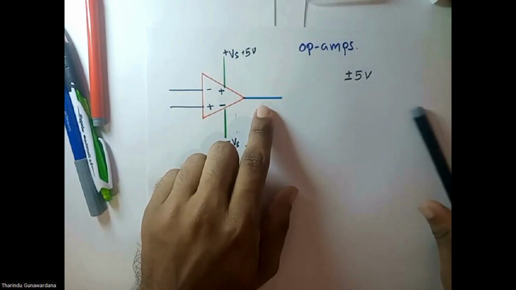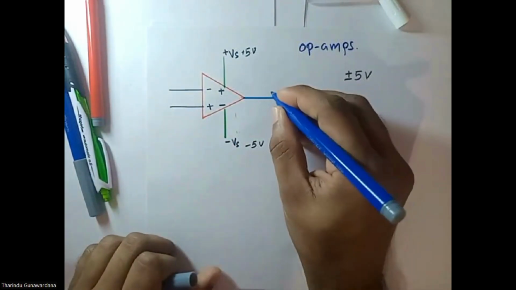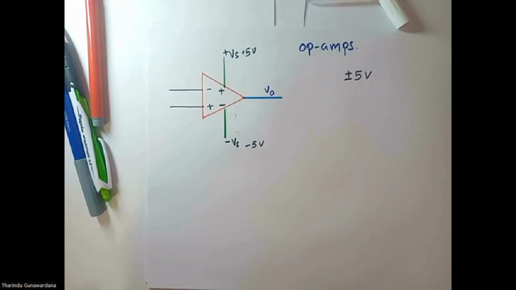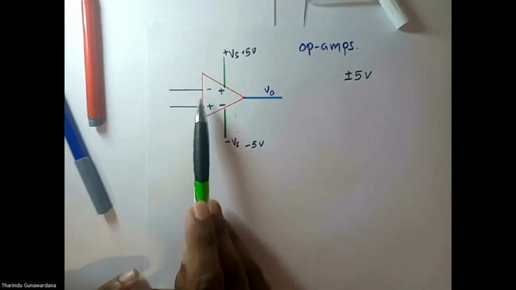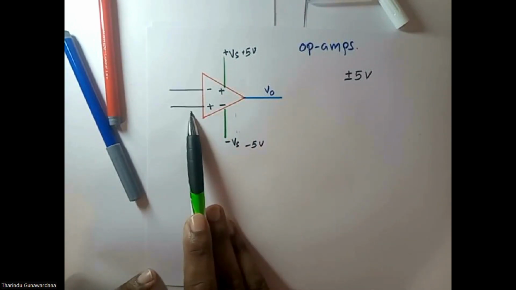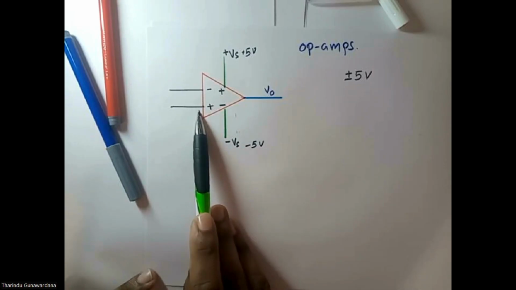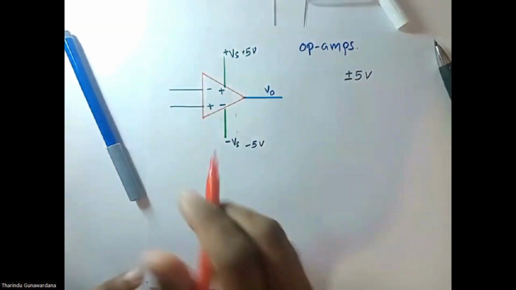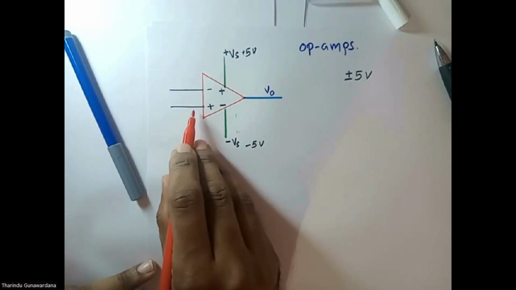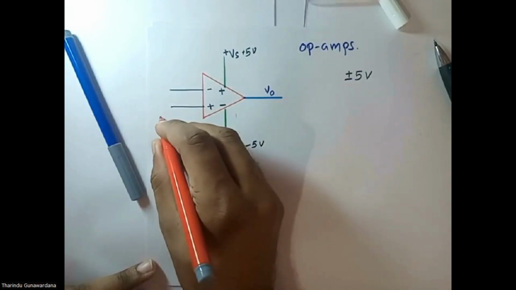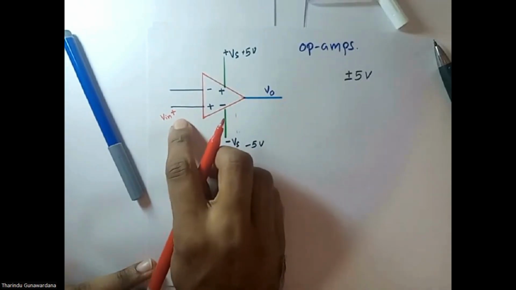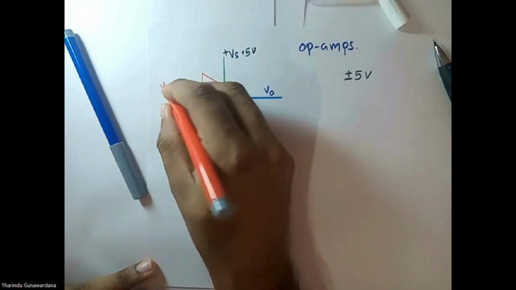Right. This is the output, VO. Then these are the inputs. Now here we have two inputs. As you can see, here we have a negative input and a positive input. This positive input is known as the non-inverting input, and this is known as the inverting input. Let's say this is V in plus, and this is V in minus, the negative input.